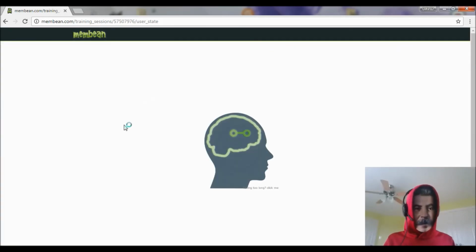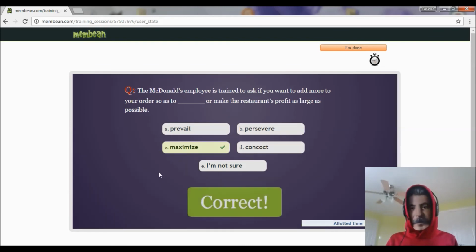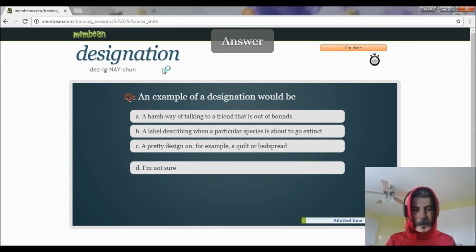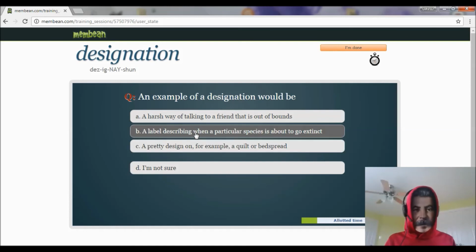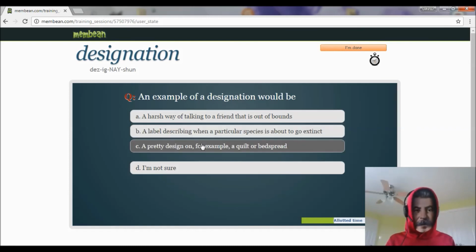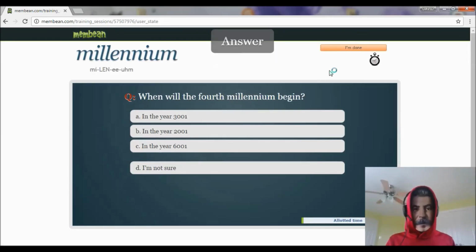Let's go next. The McDonald's employee is trained to ask if you want to add more to your order so as to blank, or make the restaurant's profit as large as possible. Maximize. An example of a designation would be... designation. That is correct. How much time do we have left? We have 2 minutes left.